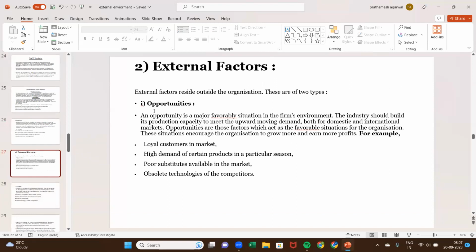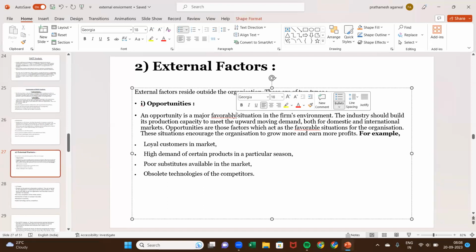Then external factors. External factors reside outside the organization. That is, they are outside the organization. Now, these are of two types. Opportunities. An opportunity is a major favorable situation, all right? Favorable situation in the firm's environment.